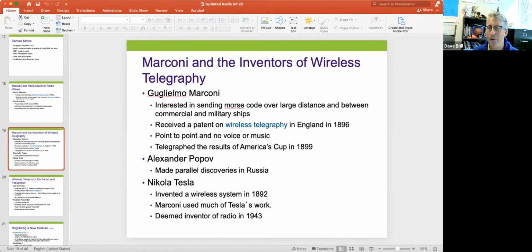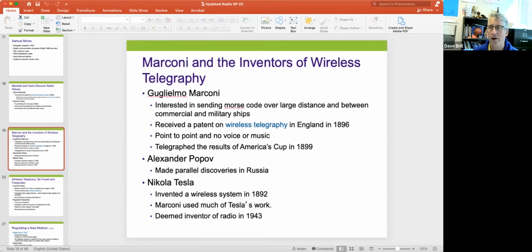One of the interesting things about Marconi is that he telegraphed the results of the America's Cup yacht race that was being sailed on the ocean, obviously off the Atlantic coast. He was able to successfully broadcast those results back to shore so that people on the shore could get results in 1899. So, even back then, a sporting competition was a pretty big deal in terms of the history of wireless radio, right?